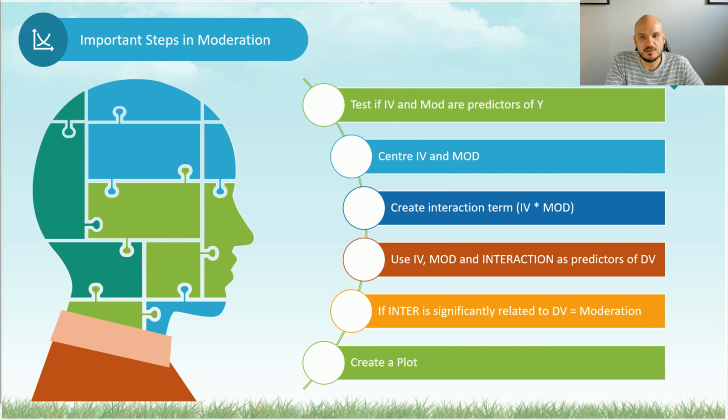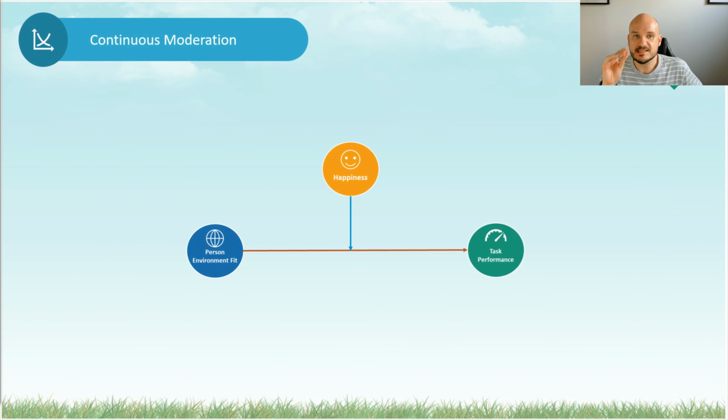Okay, so these are the 6 steps. Test if the relationships are there, standardize or center the variables, create an interaction term, put all 3 new variables into your regression equation, and test if they're significant. If the interaction term is significant, there's moderation, and if this is the case, we can create our plots. So let's go and test this in Mplus.